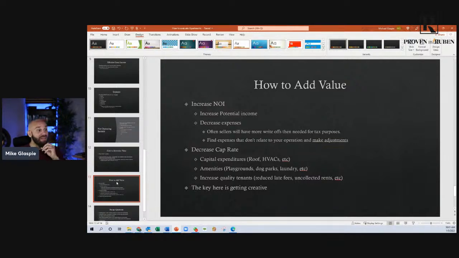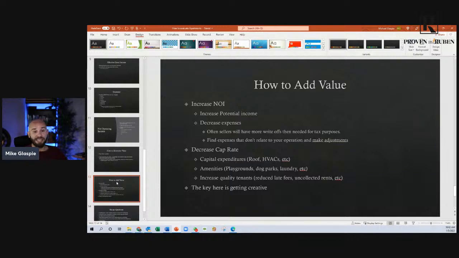All right, guys. So to add value, two major parts. One, remember, value is determined by what? NOI divided by cap rate. So there are only two things you can do to increase value: increase the NOI or decrease the cap rate. That's it. If anybody tells you anything different, I guarantee whatever they told you falls into one of those two categories. Increase the NOI or decrease the cap rate, period.